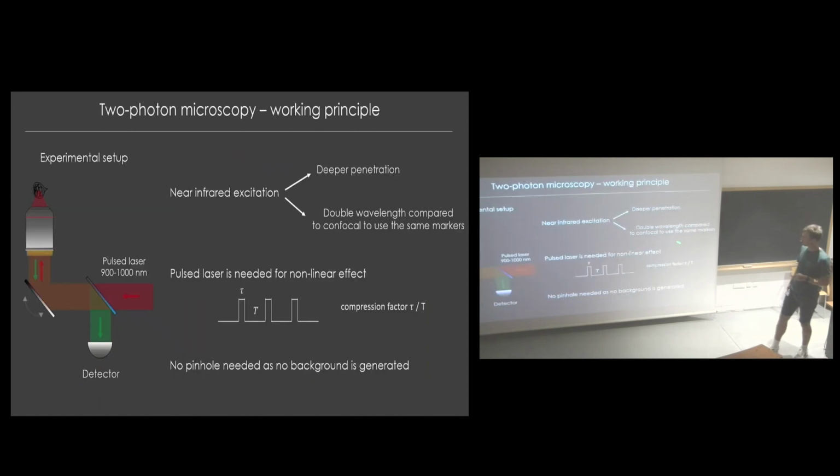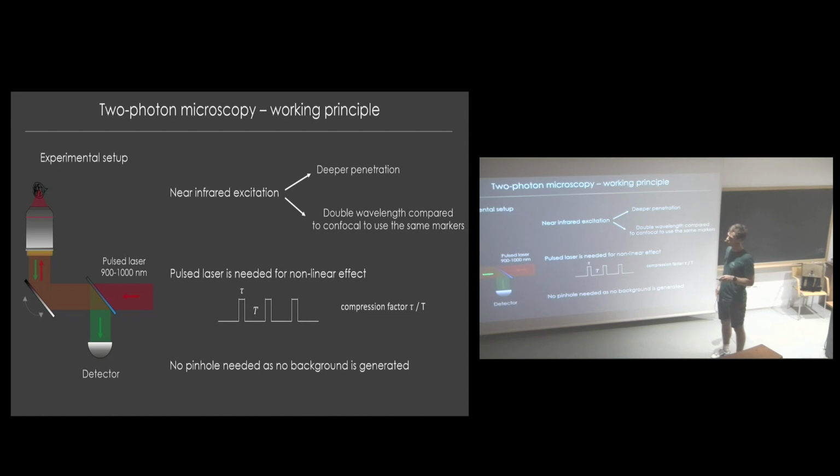And actually you are using several effects to image quite deep in 2 photon. The first one is that you are using near infrared excitation. So as I said, we can go way deeper with near infrared excitation. You have a deeper penetration. And the good thing is that you can use the same dyes as in confocal microscopy because you just double the wavelength compared to the regular confocal. So now you need 2 photons, but basically you achieve the same absorption level.